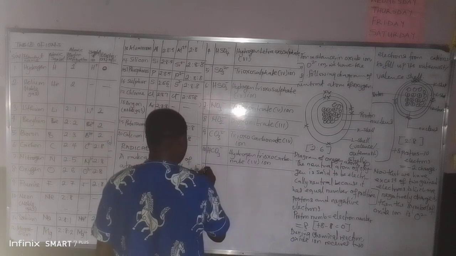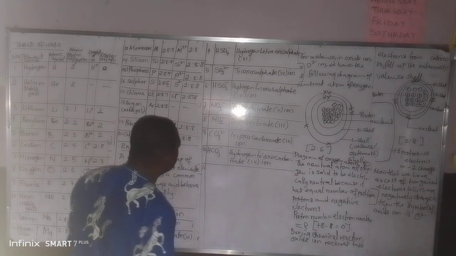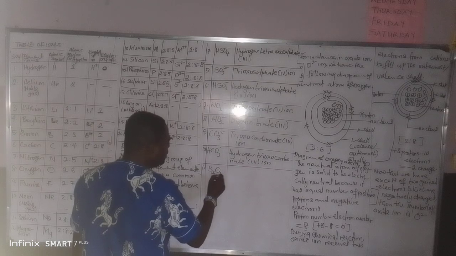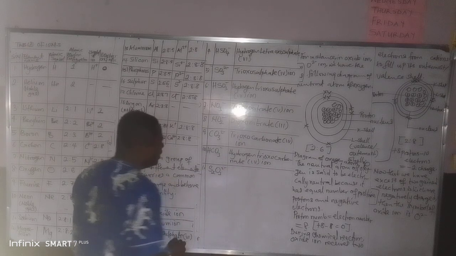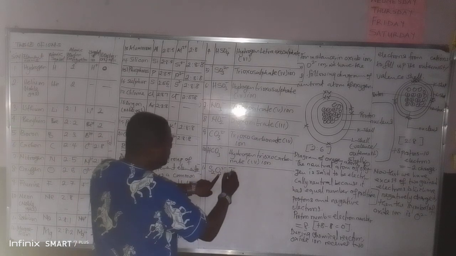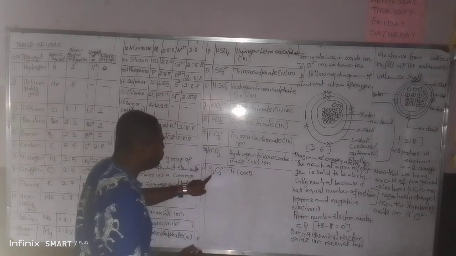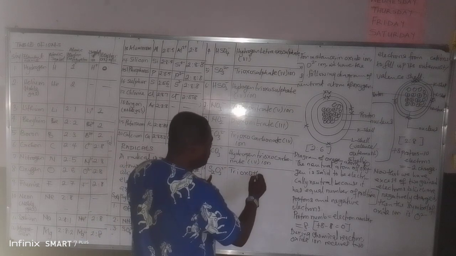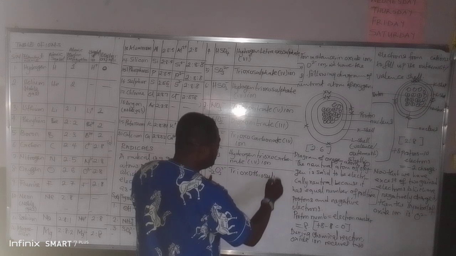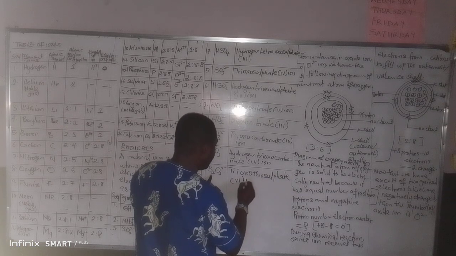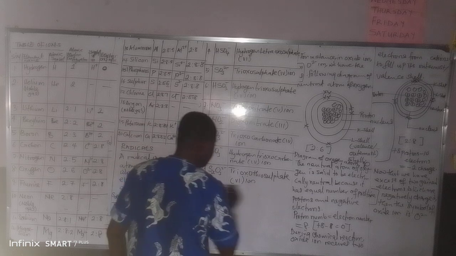Number 11. So we can also have something like this. We can have S2O3 2 minus. Now this is what? Trioxo. When sulfur has 2 under, it becomes thiosulfate 6 ion. So take note of that.